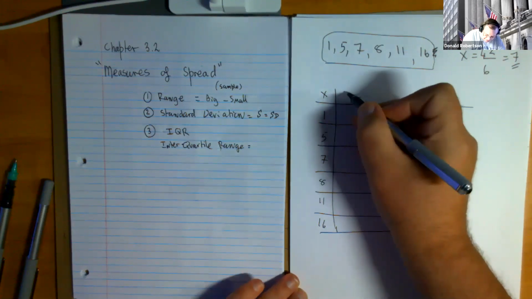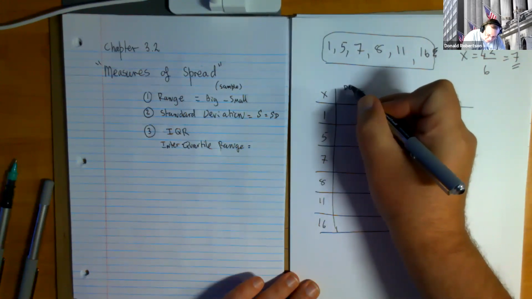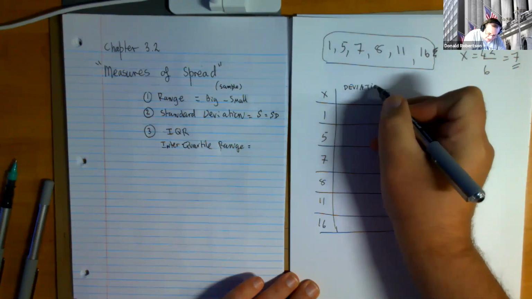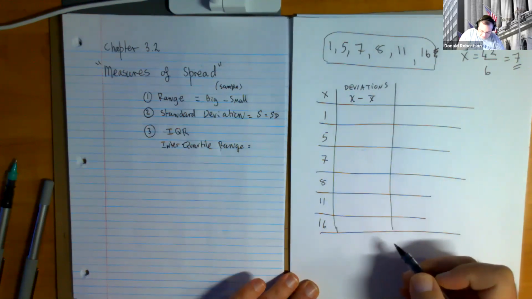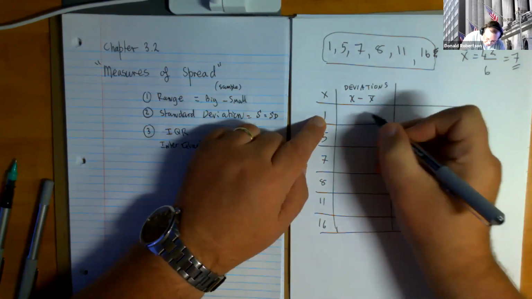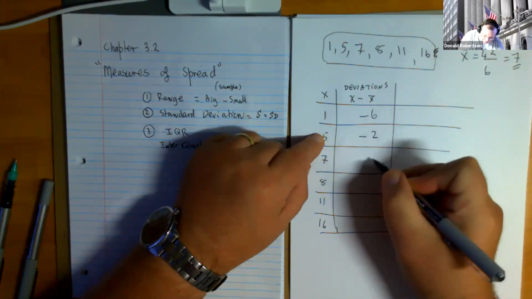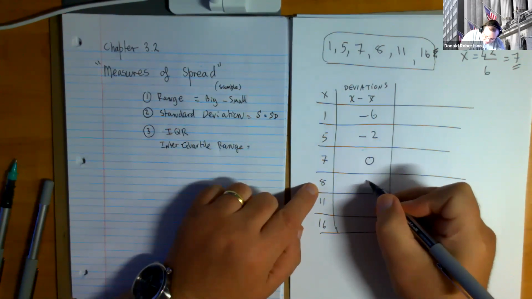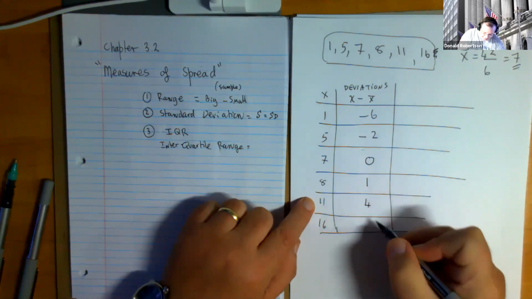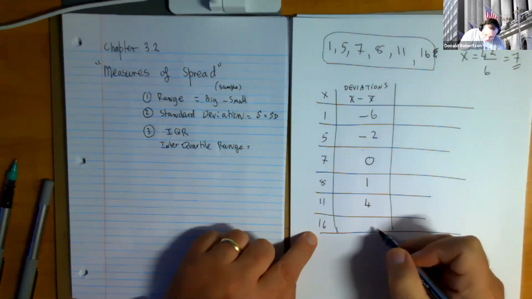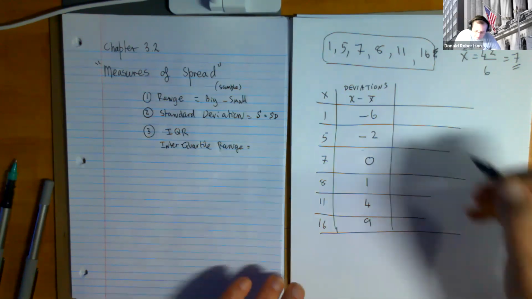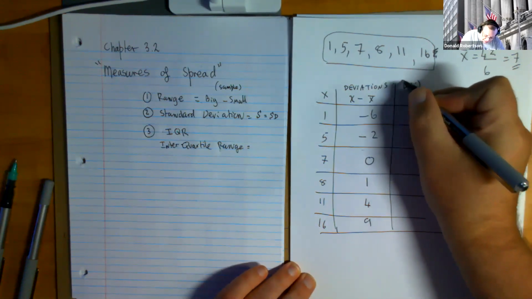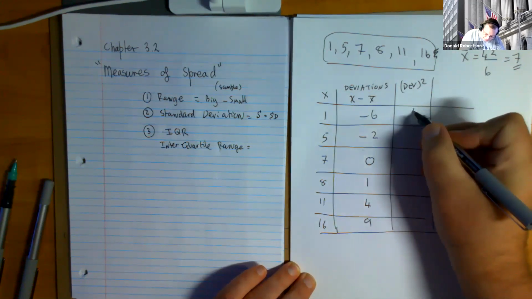So the first column after the data is deviation, or deviations. And you get it by taking your data and subtracting the mean. So 1 take away 7, 5 take away 7, 7 take away 7, 8 take away 7, 11 take away 7, and finally 16 take away 7. And that's your deviation. You then square all those numbers.